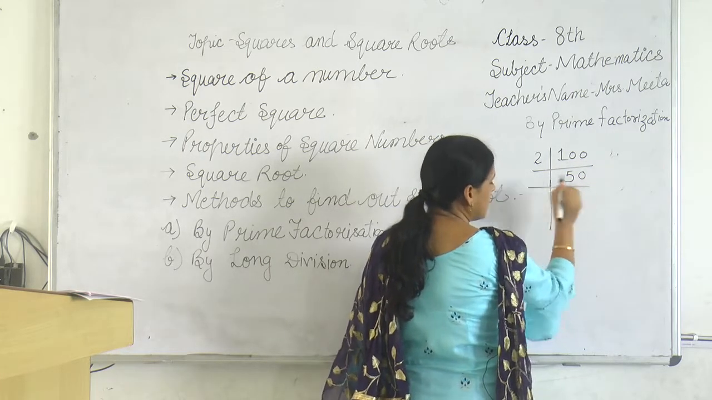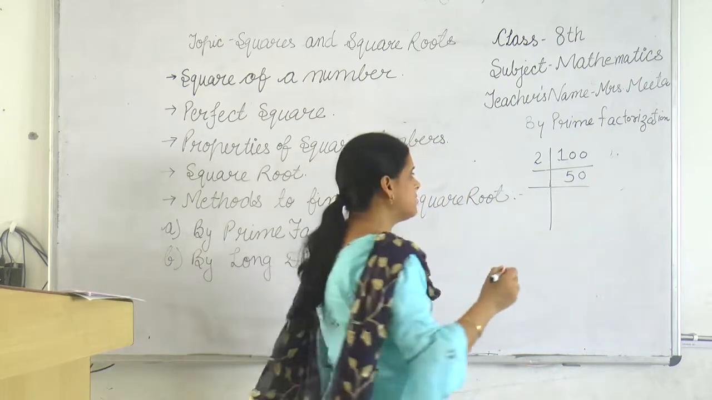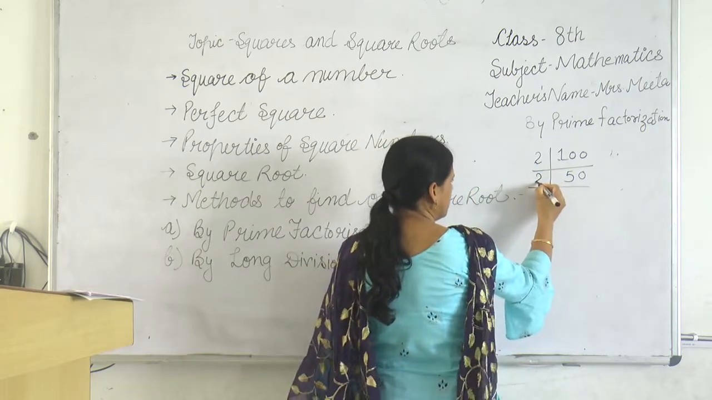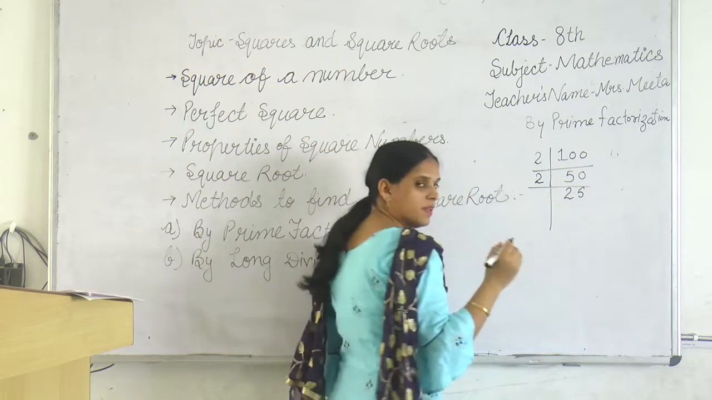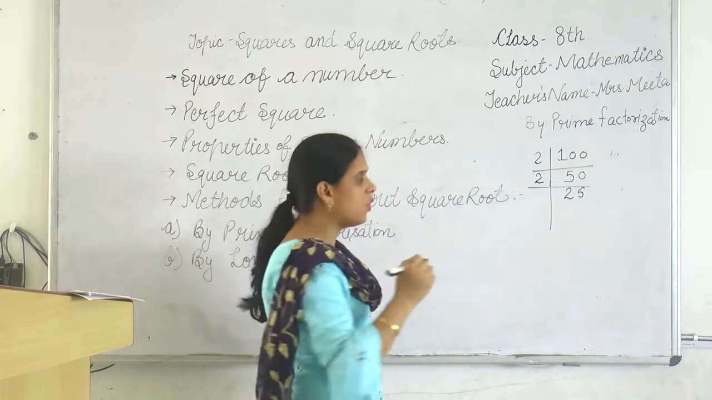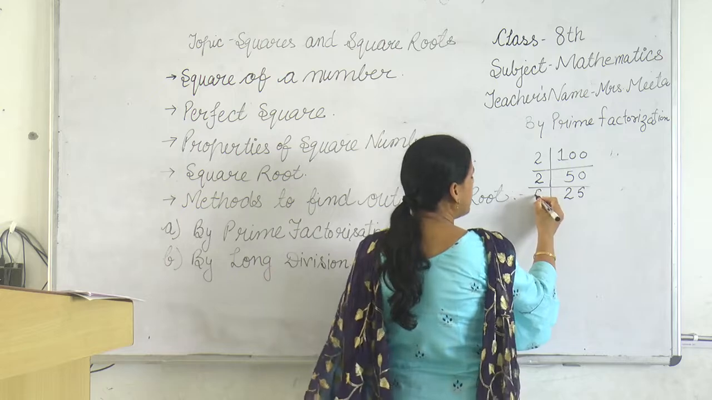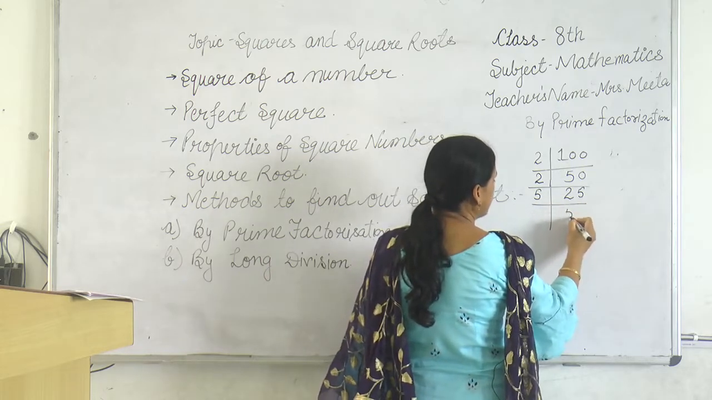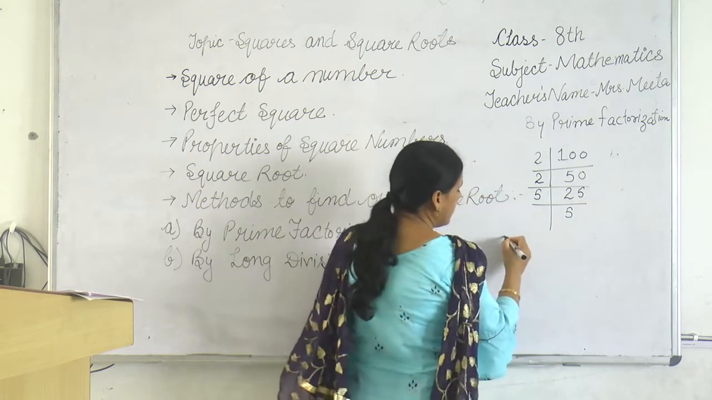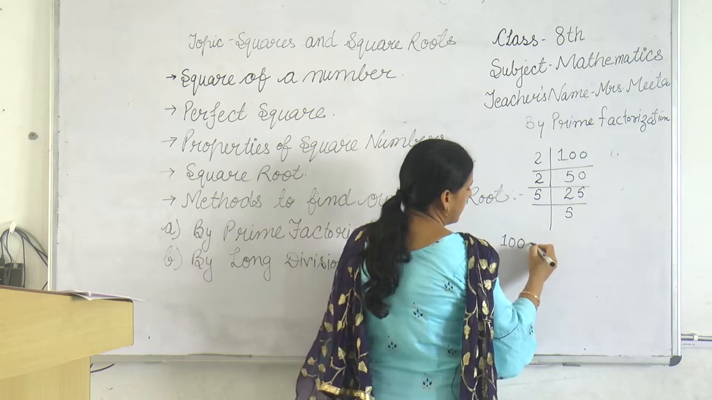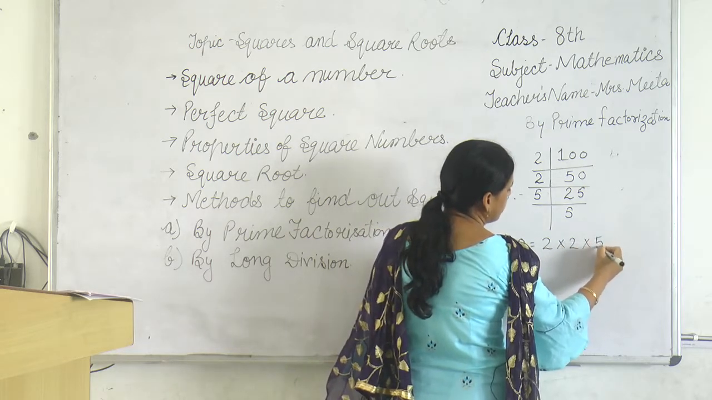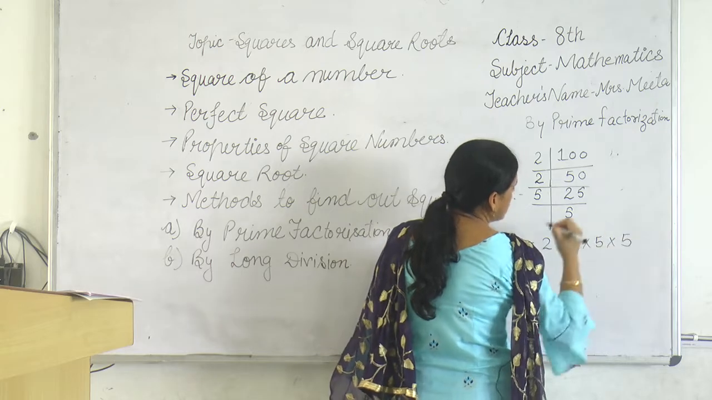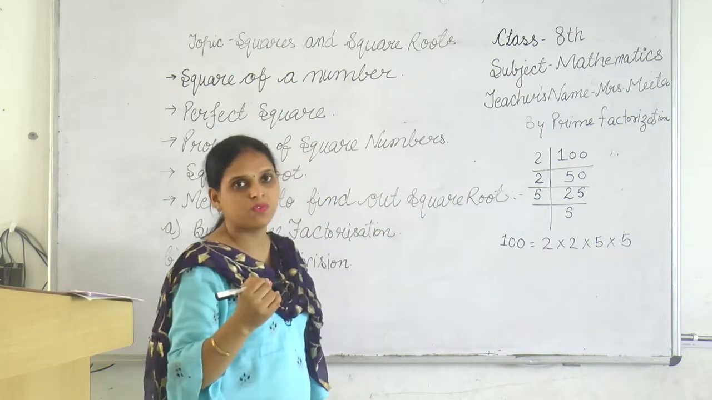Again this one is an even number, so it will be divisible by 2. Divide this one, 25. Now you check, is that divisible by 2? No. It will be divisible by 5. You have to write here 5, 5 5s are 25. Now write here 100 equals 2 multiply 2 multiply 5 multiply 5. These are the prime factors of 100.